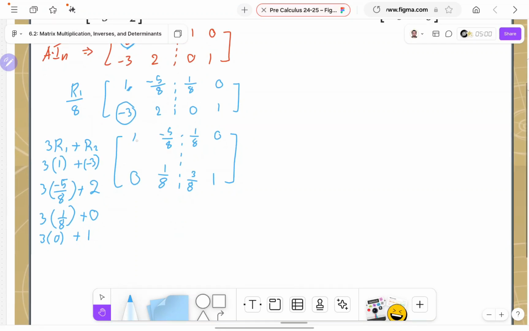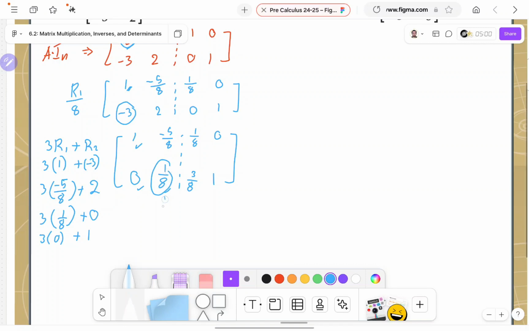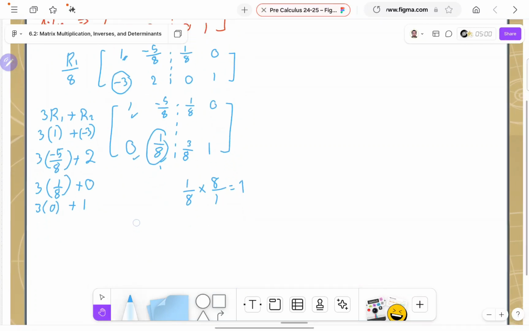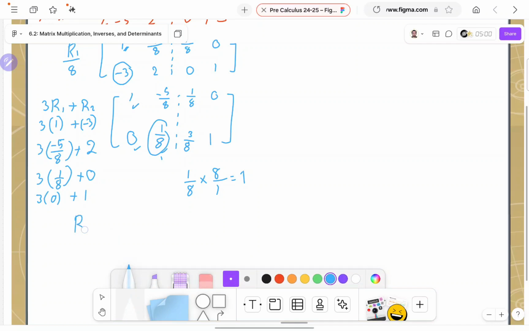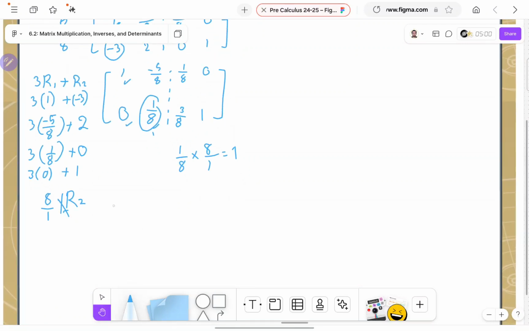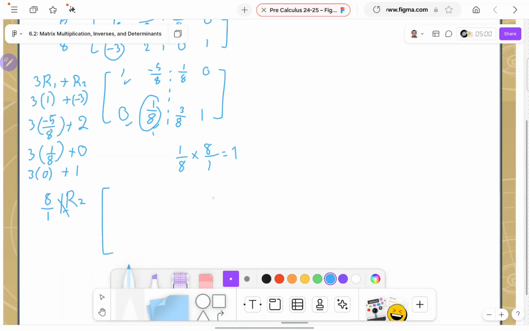Now I made this value equal 1. I made this value equal 0. So now I need to make this value equal to what? Equal to 1. And I told you, if I need to make the value equal 1, I need to multiply by the inverse, the reciprocal. So the answer will be 1. So what we need to do here, we need to multiply row 2 by 8 over 1, or just 8, because the 1 over 8 stays.